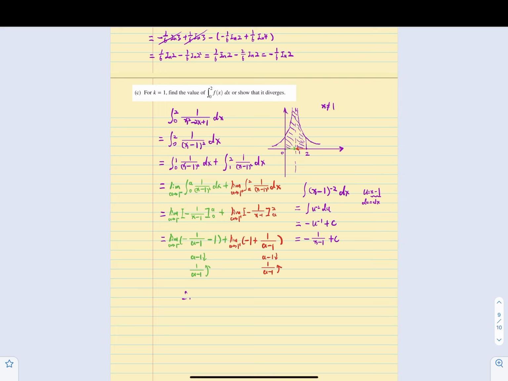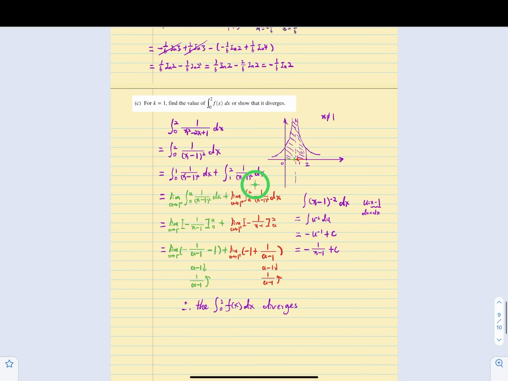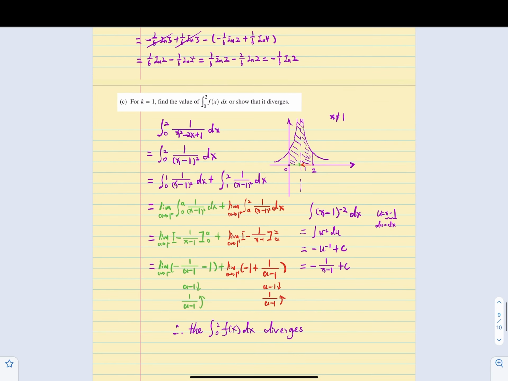And also we can check this in our graph. So the integral from 0 to 2 of f(x) dx diverges. Like this. So this is what we do with question C.